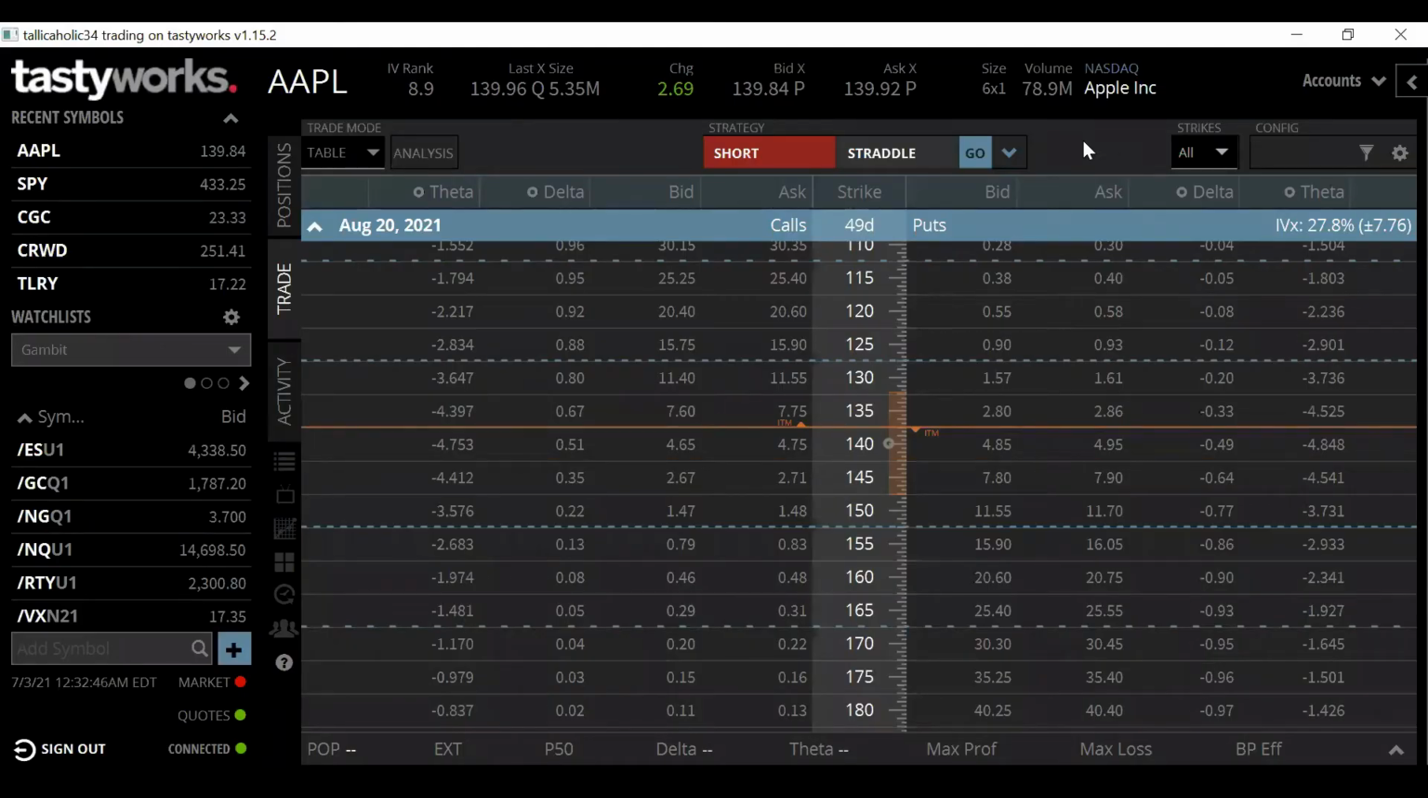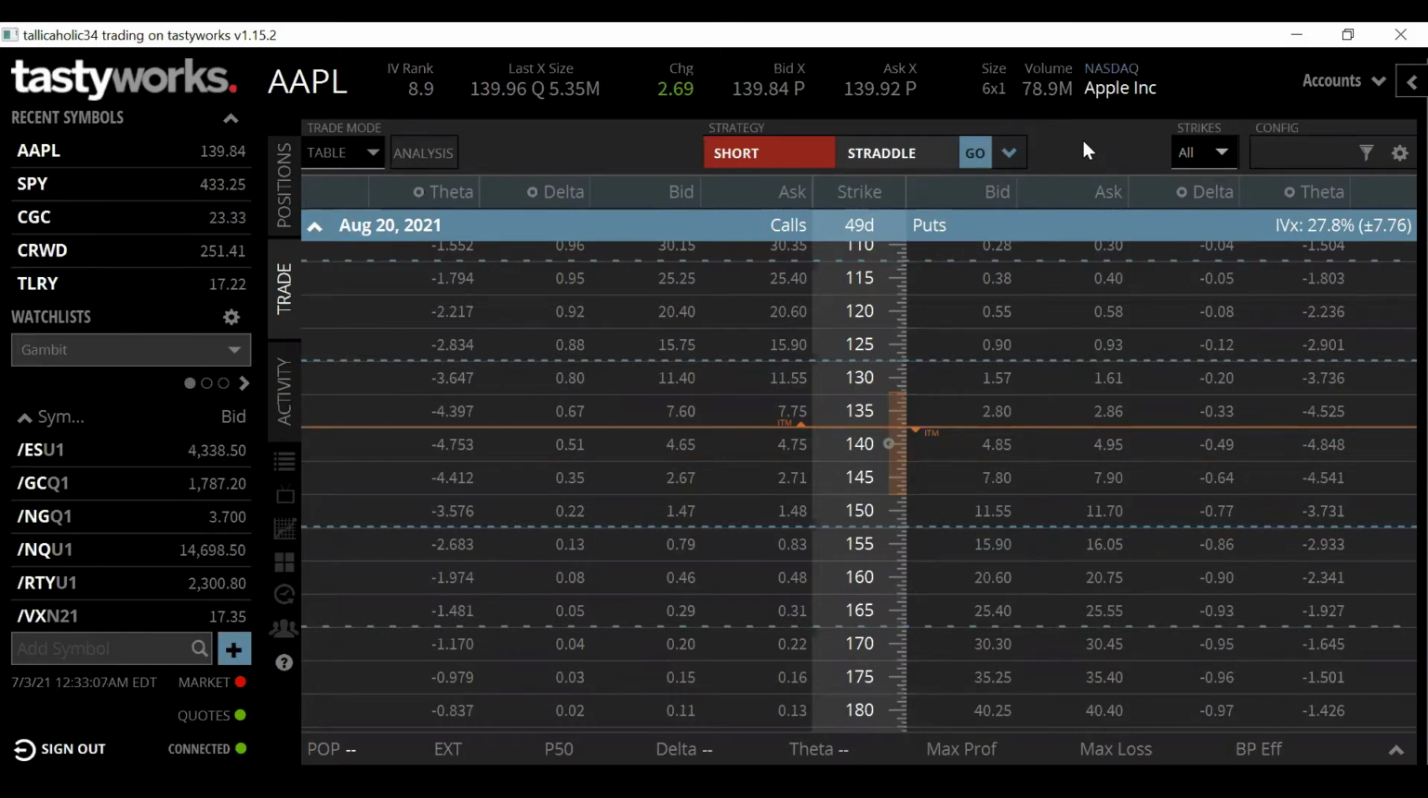Hey guys, in this video, we're going to talk about static delta versus dynamic delta, and we're also going to talk about synthetic stock positions. Now, we know what delta is from our options Greek series that we did, where it just measures the rate of change of your option's price compared to the stock price.